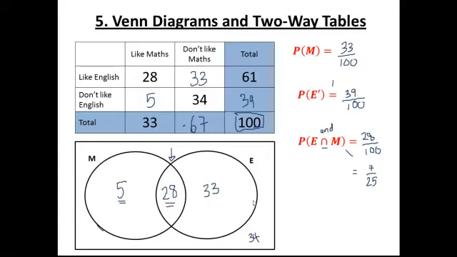Now the way you can check that you've made the Venn diagram properly is all of these numbers, 5, 28, 33, and 34, they should add up to the total number of people in our survey, in this case. So if I add 5 plus 28 plus 33 plus 34, I should get 100 total. So let's just check that. 5 and 28 is 33, plus another 33 is 66, plus 34 equals 100. So I know I've done it right. Okay, so that's how we set up a Venn diagram from a two-way table. Let's look at another example.